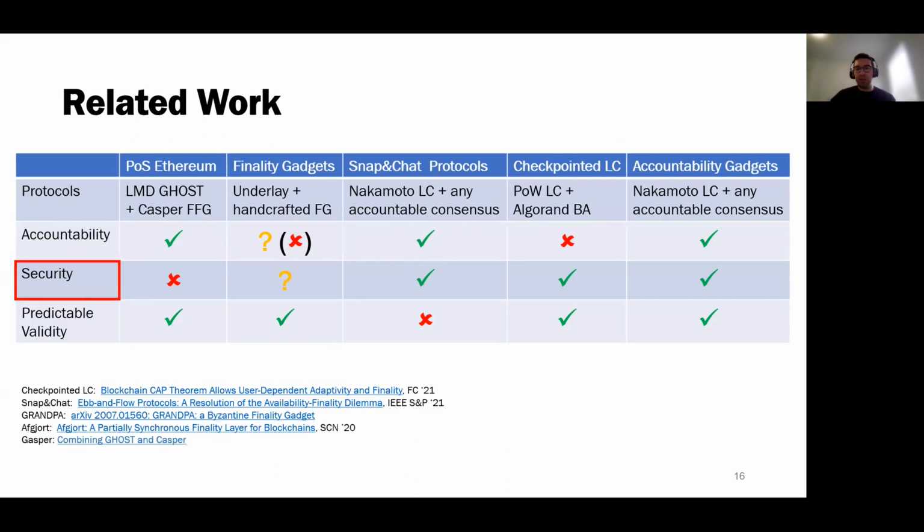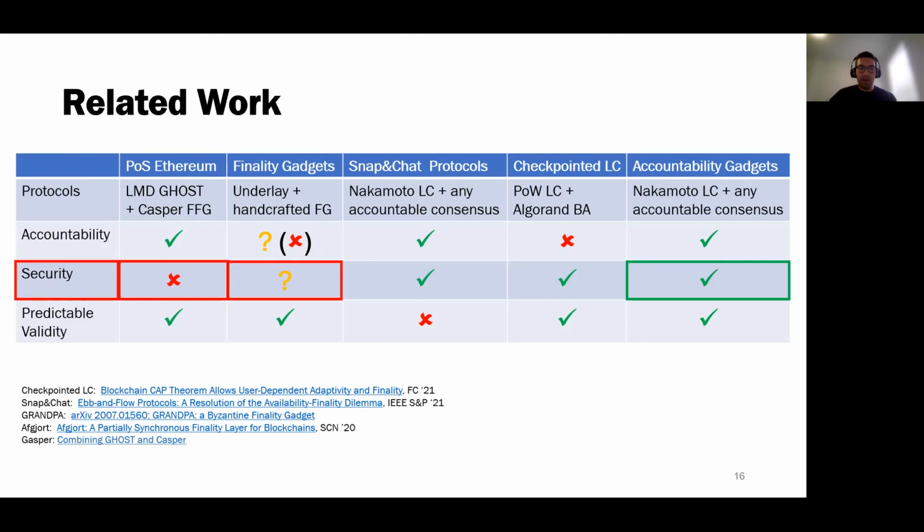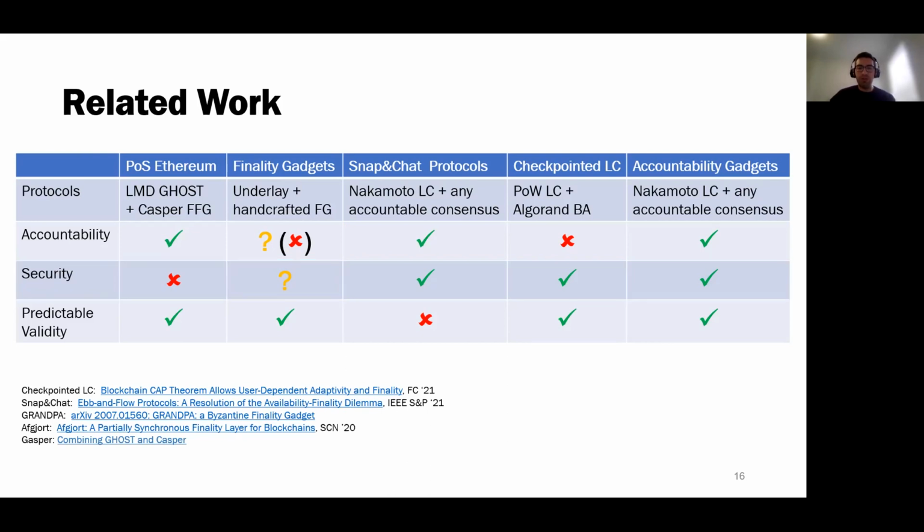Another axis of comparison is security. Accountability gadgets come with their security proofs. However, there are known attacks on Gasper, the consensus protocol behind proof-of-stake Ethereum, thus rendering it insecure. Many of the finality gadgets deployed by industrial projects unfortunately also lack proofs and sufficient arguments for their security.